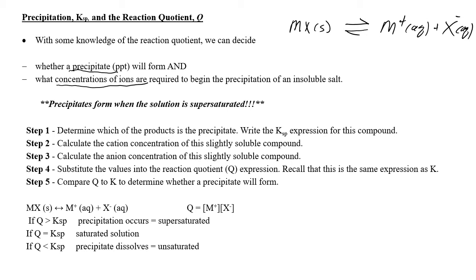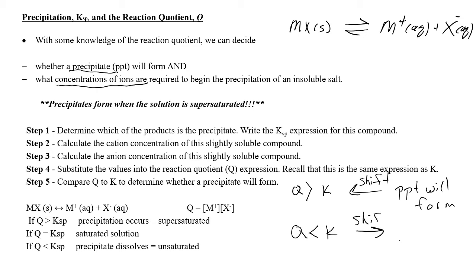So when we do our Q to K analysis, if Q is greater than K, remember the alligator is biting Q, so we're going to follow the direction of the alligator. That results in a shift to the left towards the solid. That means a precipitate will form. If Q happens to be less than K, we're going to shift to the right, and there will be no precipitate that forms. So that's the idea in a nutshell.